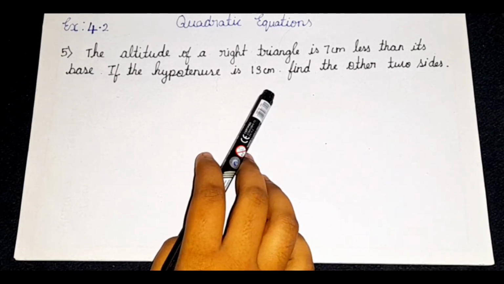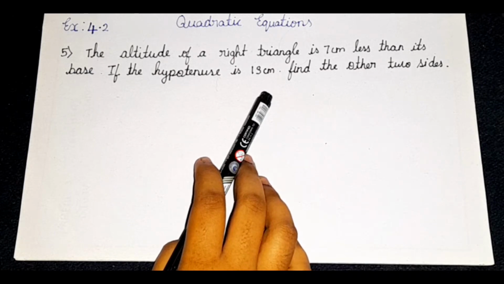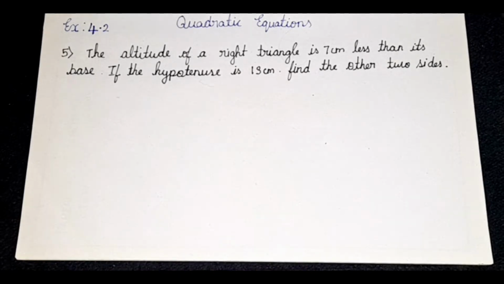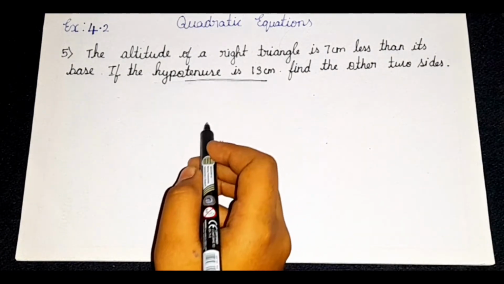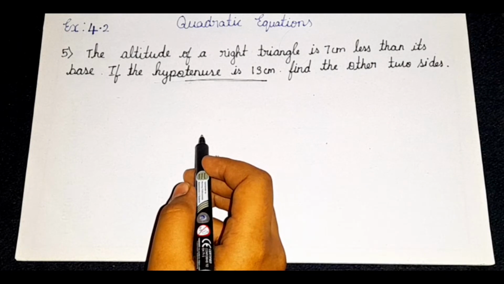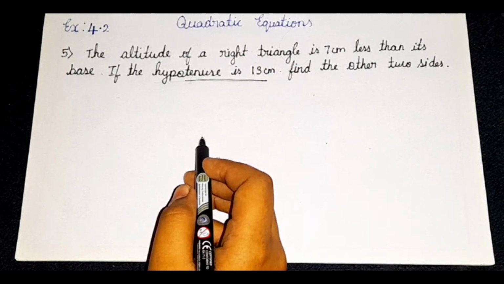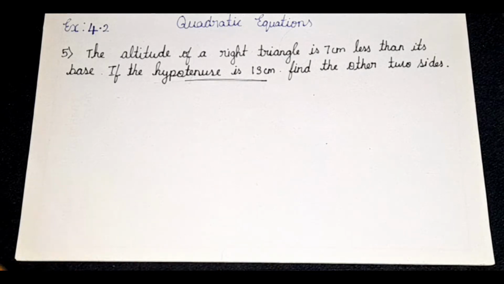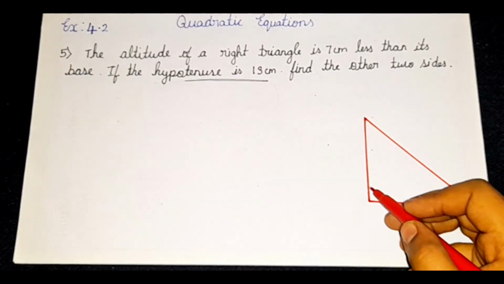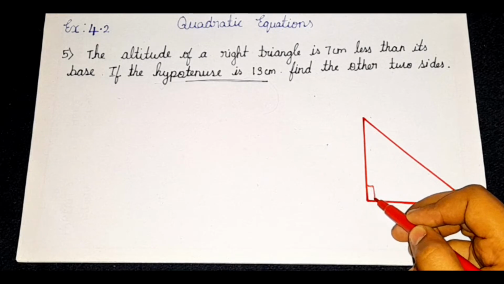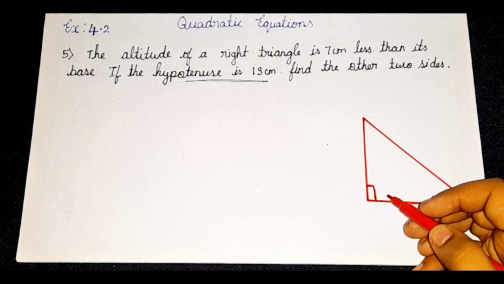So here, as you can see, there is a right angle triangle. I'll do the figure. I will draw a right angle triangle. The important word here is hypotenuse. They have mentioned the hypotenuse value is 13 centimeter, but we don't know the other two sides. So if it is a right angle triangle, then this angle is 90 degree, am I right?